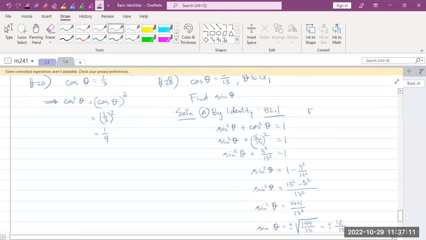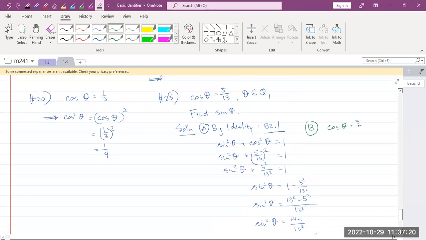Now, I would like to remind you that we can have a second way. The second way is by seeing it this way: cosine theta equals 5/13, which is our x over r, right? Now you picture that on the coordinate system, 5, 13. So the x is 5, the y is unknown, the r is 13. By Pythagorean triple, you will see y equals 12. Remember, this is in quadrant 1, right? So the y has to be positive. Now sine theta will then be y over r.